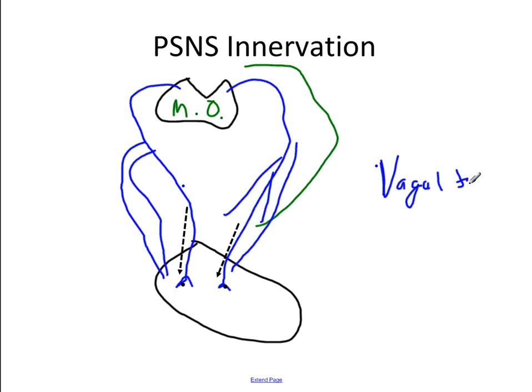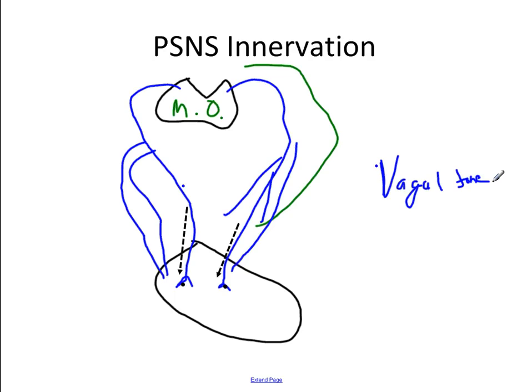Vagal tone. All right. So what tonicity is, you have to remember, when we say tone, we're talking about a constant outflow, a constant stream of action potentials to the heart. So the vagus nerve is constantly generating action potentials to the heart, keeping heart rate low.